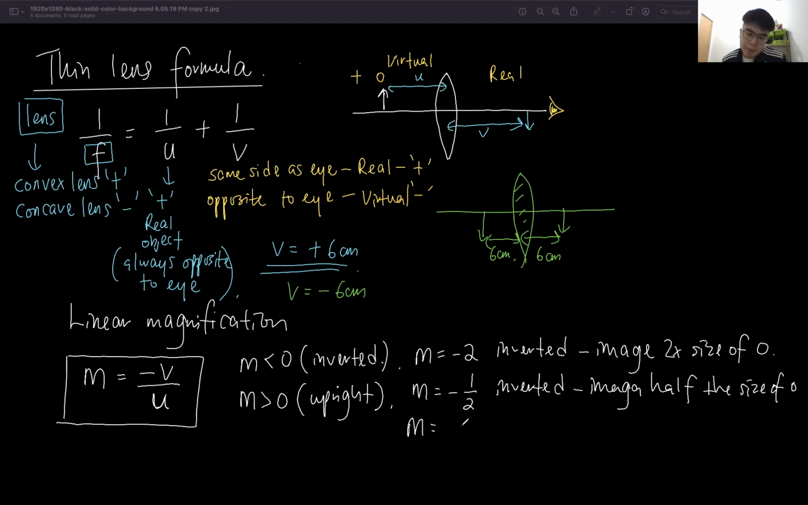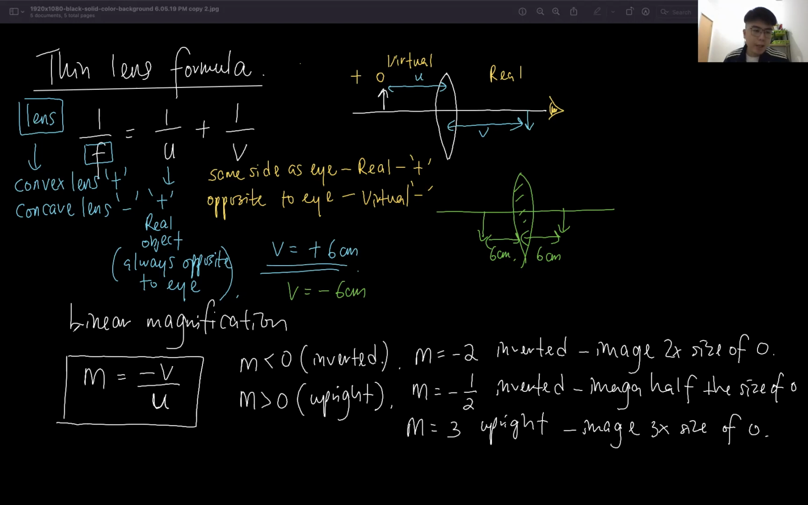What about M equals 3? This is positive, right? So it is upright, and the image is 3 times the size of the object. You can get this from magnification. So magnification tells you the orientation, upright or inverted, and the magnification. The thin lens formula tells you the horizontal position. Okay, like that.